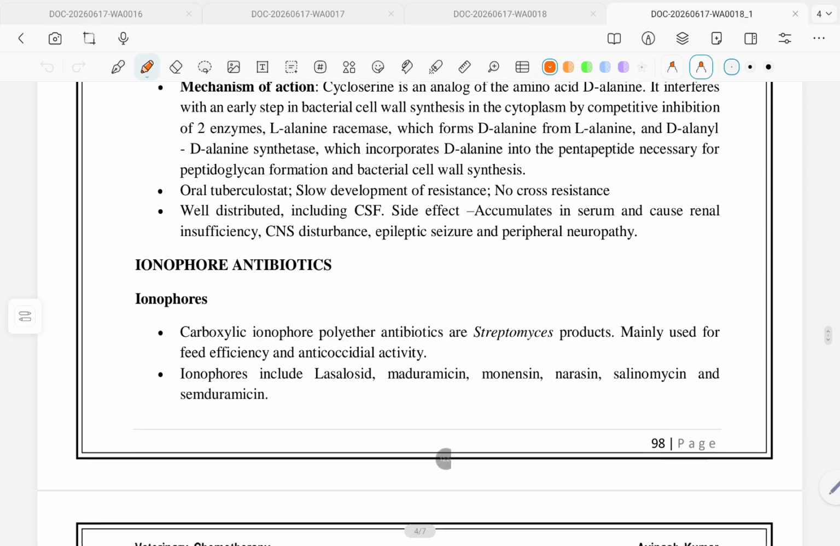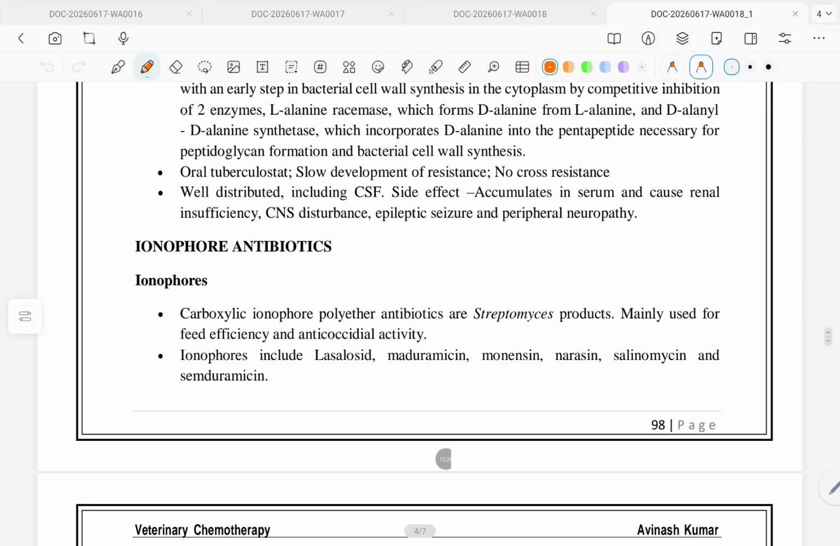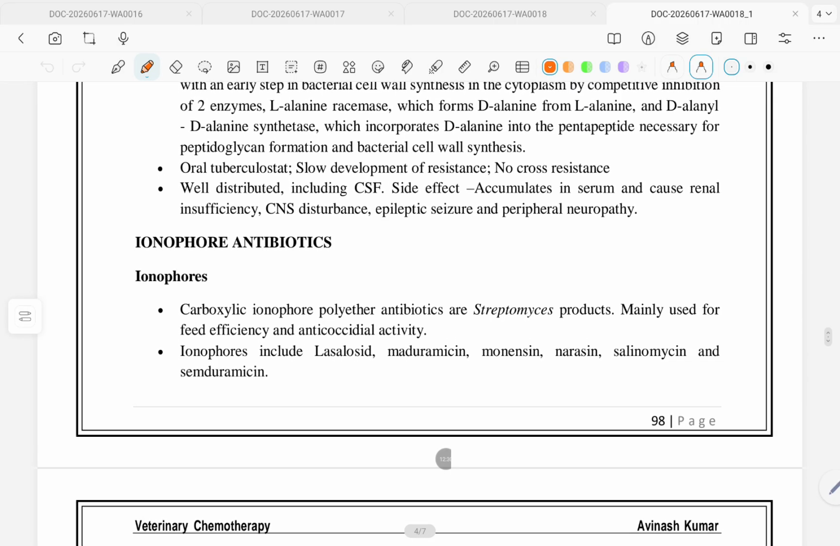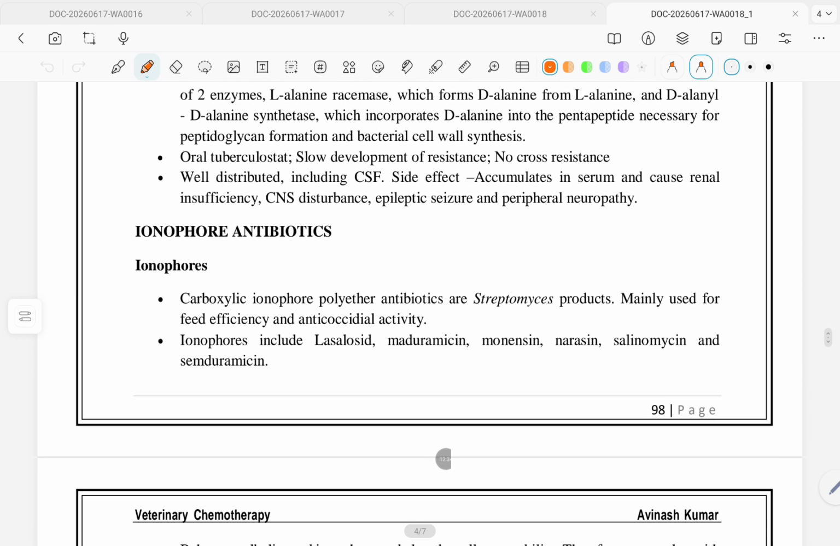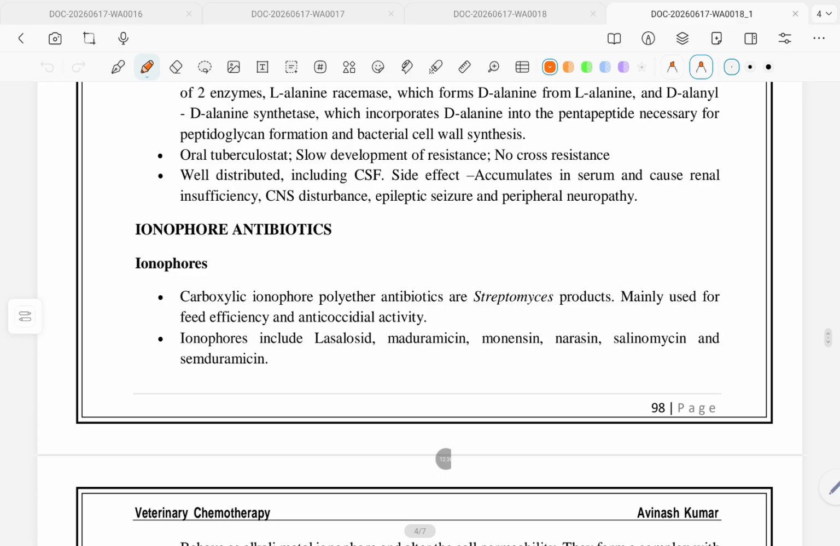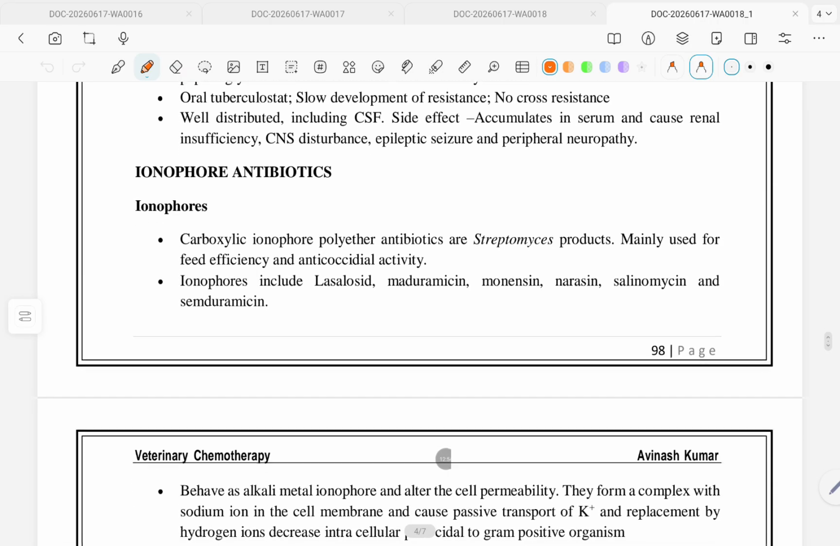Oral tuberculostat, slow development of resistance, no cross resistance, well distributed including CSF. Side effect: accumulates in serum and causes renal insufficiency, CNS disturbance, epileptic seizure, and peripheral neuropathy.